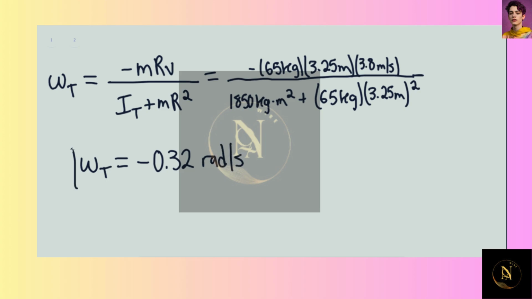This negative sign simply means that the turntable is rotating in the opposite direction of the angular velocity of the person. That is the end of the solution.